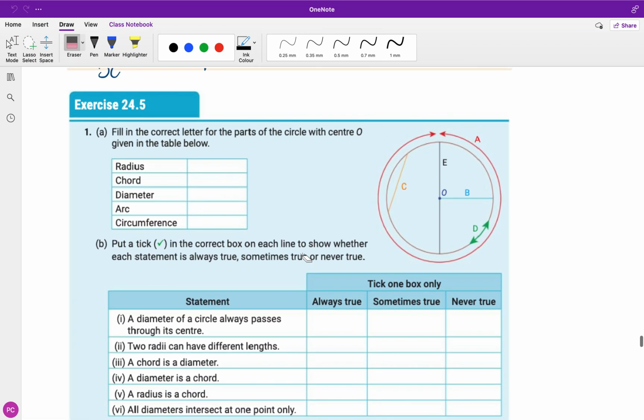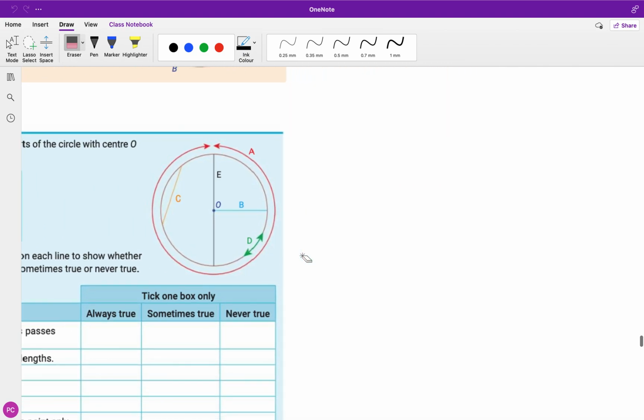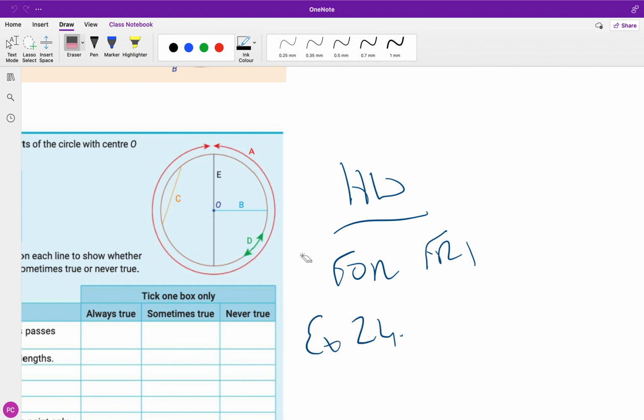So I'll put that out on the right hand side here. So homework for Friday, exercise 24.5, question, what did I say, 2, 4, 5 and 6.